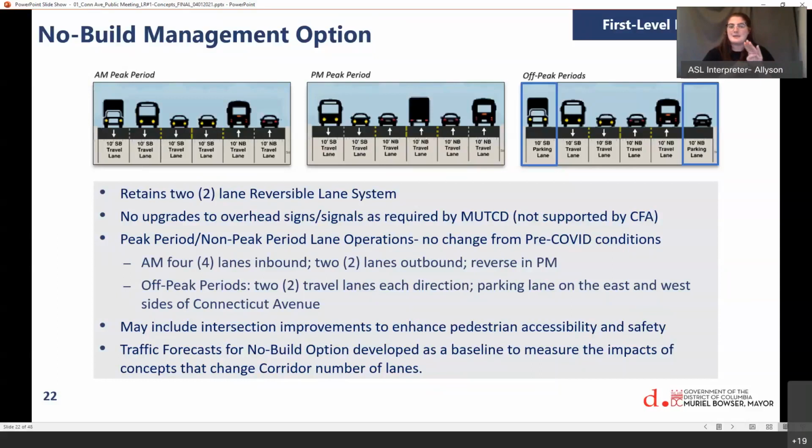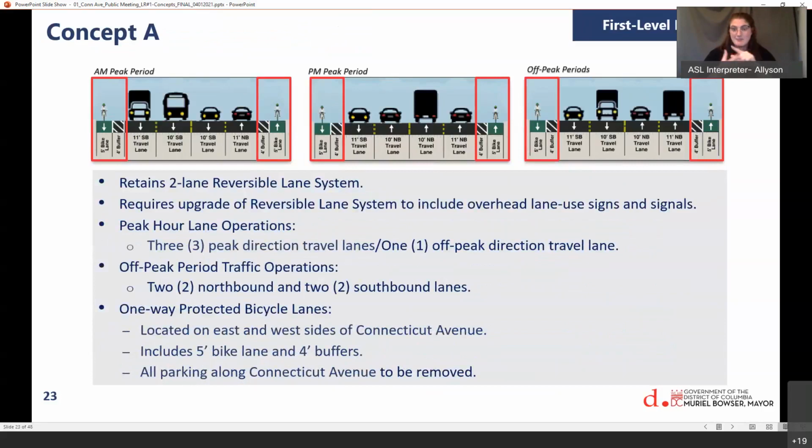Concept A retains the reversible lane system. This does require some upgrades to overhead lane signals and signs. During the peak hour, there's three travel lanes in the peak direction and one travel lane in the off-peak direction. During the off-peak periods, there are two lanes in each direction, both two northbound and two southbound.